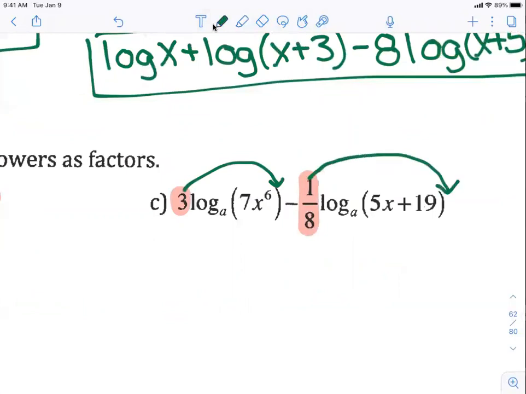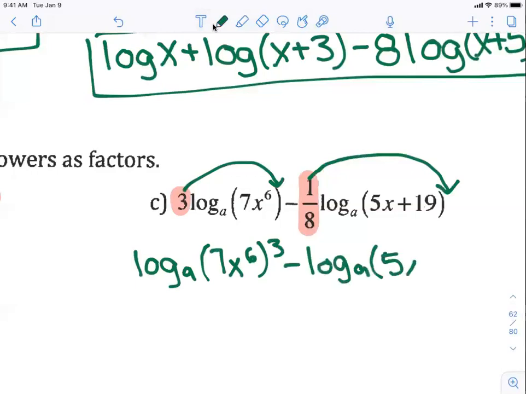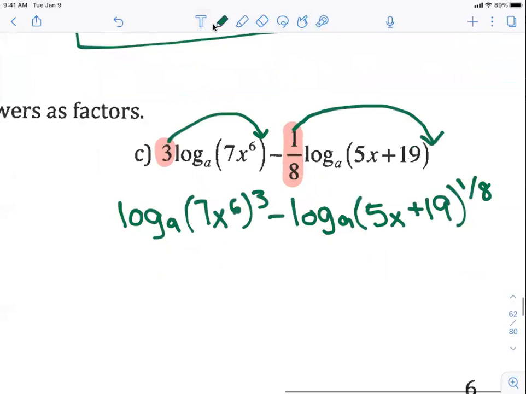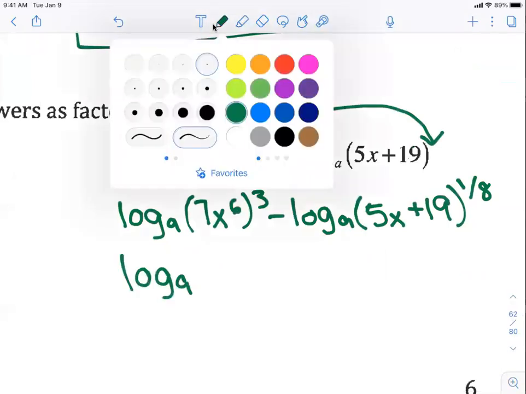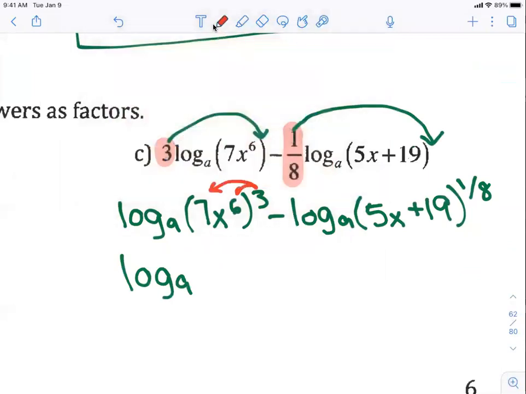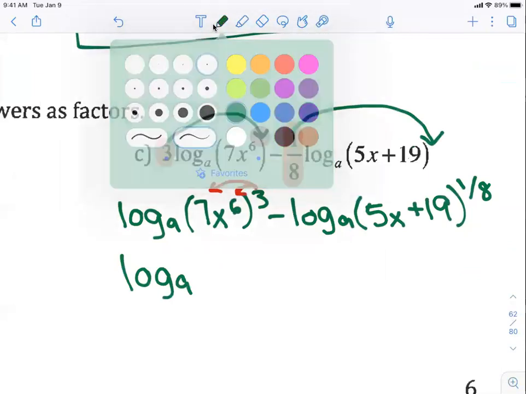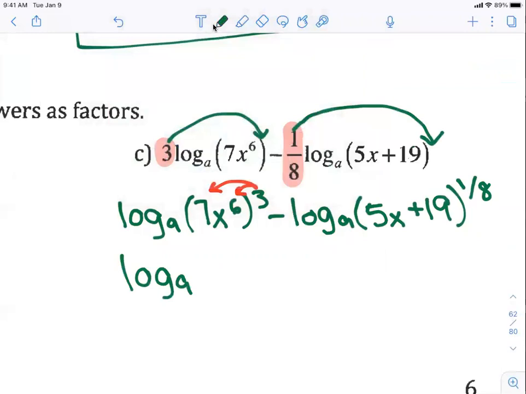Okay, so log base A of 7x to the 6th, cubed, minus log base A of 5x plus 19 to the 1/8. So I can actually simplify because it's power to power here. So I can do 7 cubed, and you can use a calculator. I would not have that one memorized. It's 343. My exponents I multiply. 6 times 3 is 21.